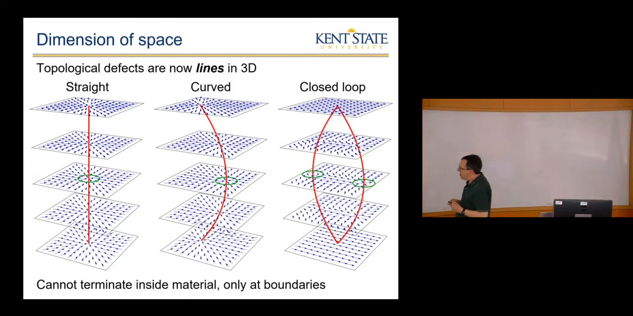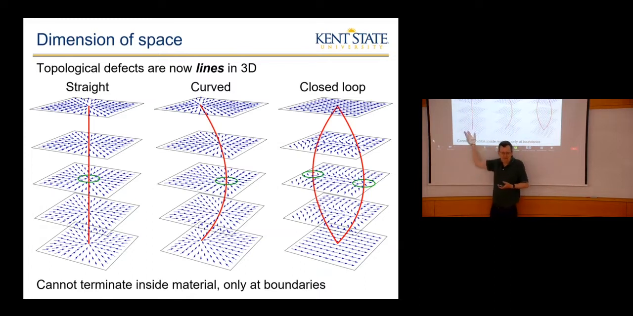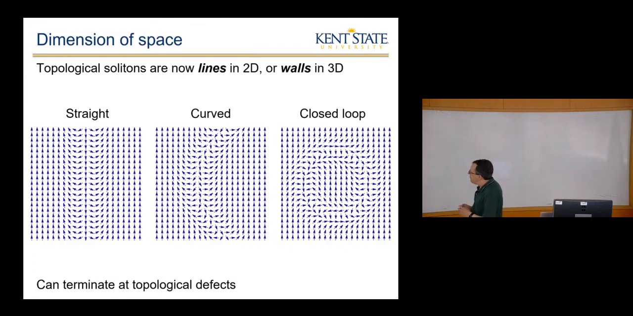Lines like this cannot terminate inside the material, only at boundaries. How do I know that? Well, because if you had a line like this and it just terminated somewhere, then I would say, well, my green loop gives an integral of 1, and then there's an integral of 0. But how did it get from 1 to 0? There's no way of doing that. Okay, so that's scaling up the topological defects.